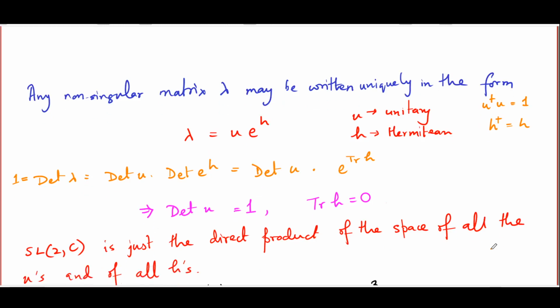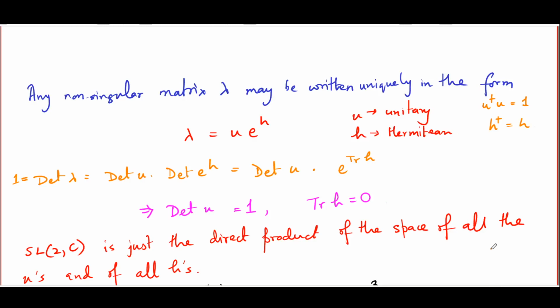In other words, SL2C essentially is made up of unitary matrices with determinant 1, special unitary matrices, multiplied by exponentials of traceless Hermitian matrices. And since this mapping is unique, that is, for a given lambda there is a unique u and a unique h, the set lambda is in one-to-one correspondence with the set of pairs u, h. So as a space, SL2C is just the direct product of the space of all the u's, that is all SU2 matrices, and all h's, all traceless Hermitian matrices.